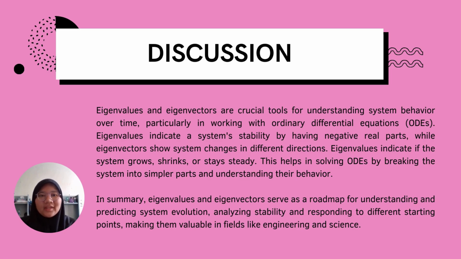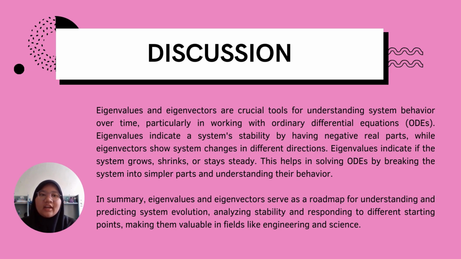Next, I will explain the importance of eigenvalues and eigenvectors in understanding system behavior, especially in the context of ordinary differential equations or ODEs. Eigenvalues indicate system stability. If the real parts of all eigenvalues are negative, the system is stable. Positive real parts mean instability, where deviations grow, and zero real part indicates marginal stability.